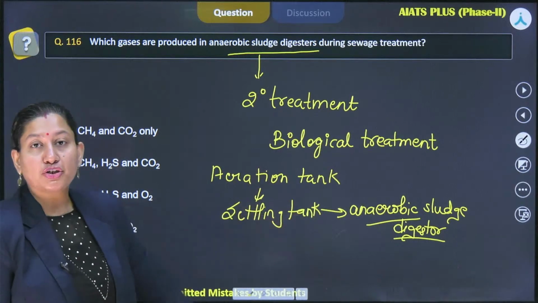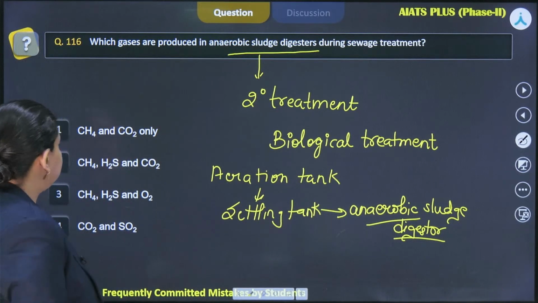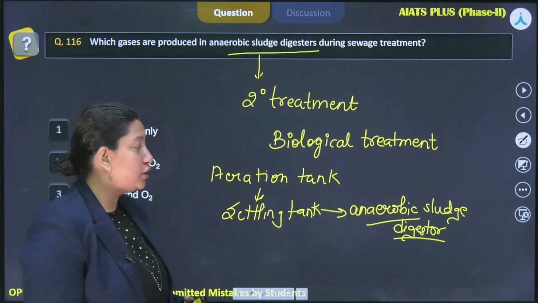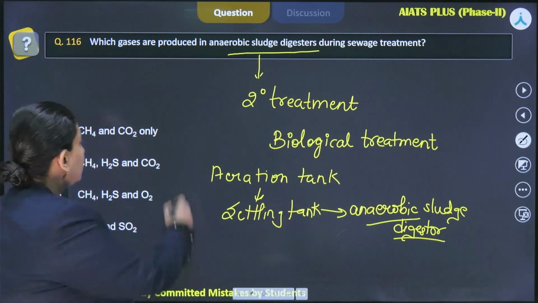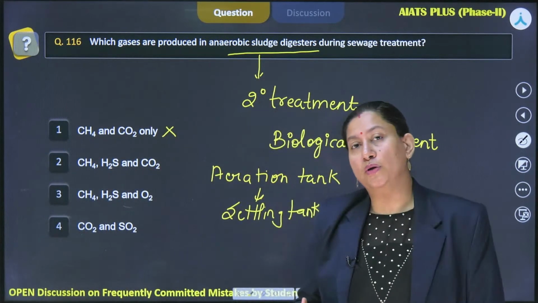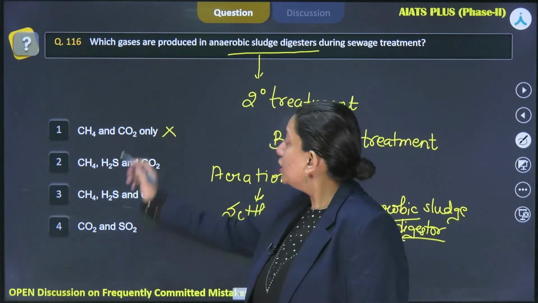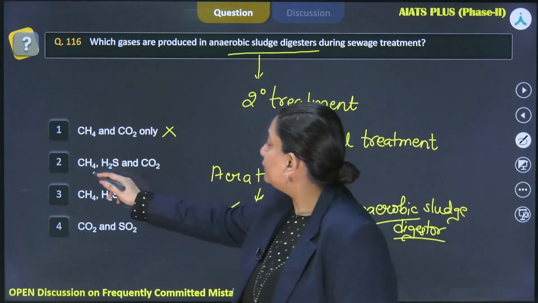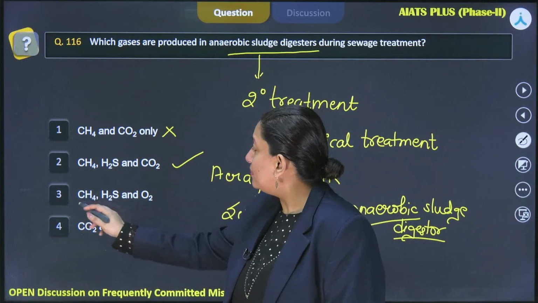As there will be a production of biogas, the components would be methane, the highest, then hydrogen sulfide also, and a bit of carbon dioxide also, right? So the first option says methane and carbon dioxide only. That is incorrect because you may find the production of hydrogen sulfide as well, which is also one of the prominent contributors in biogas, but of course the major component remains methane. Because it is not including H2S, we have excluded this option. Then the second one says methane, H2S and CO2, that is going to be correct. Then it says methane, H2S and O2.